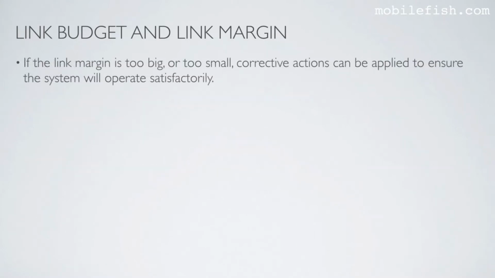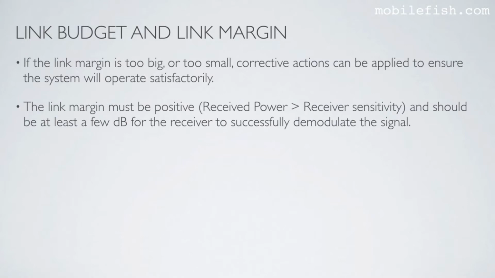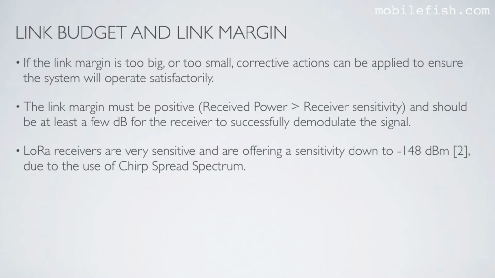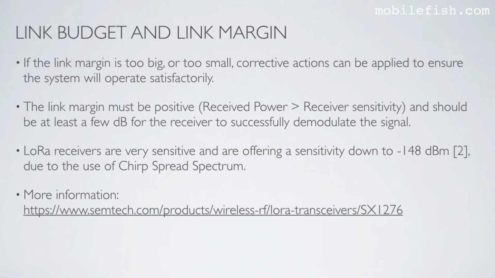If the link margin is too big or too small, corrective actions can be applied to ensure the system will operate satisfactorily. The link margin must be positive. The received power must be greater than the receiver sensitivity and should be at least a few decibels for the receiver to successfully demodulate the signal. LoRa receivers are very sensitive and are offering a sensitivity down to minus 148 dBm due to the use of chirp spread spectrum. I will explain chirp spread spectrum in a later video. More information can be found at this link.